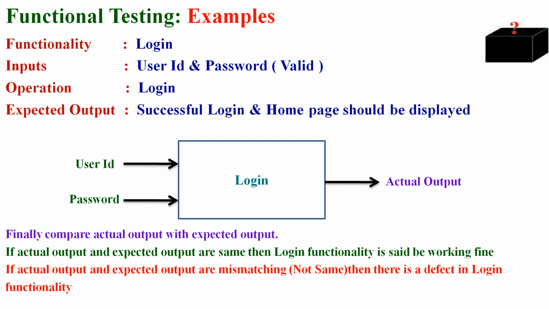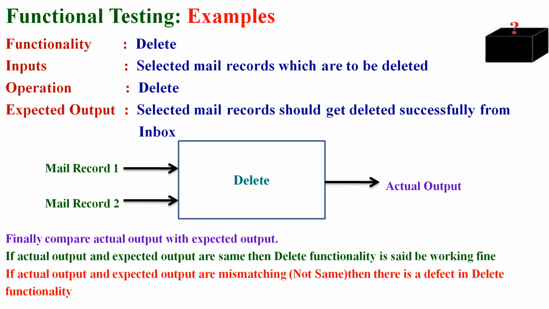This is the example for functional testing. Clear? Next. Second example, delete. The name of the functionality is delete. Inputs are just what I am supposed to delete. I wanted to delete the particular mail records from my inbox.